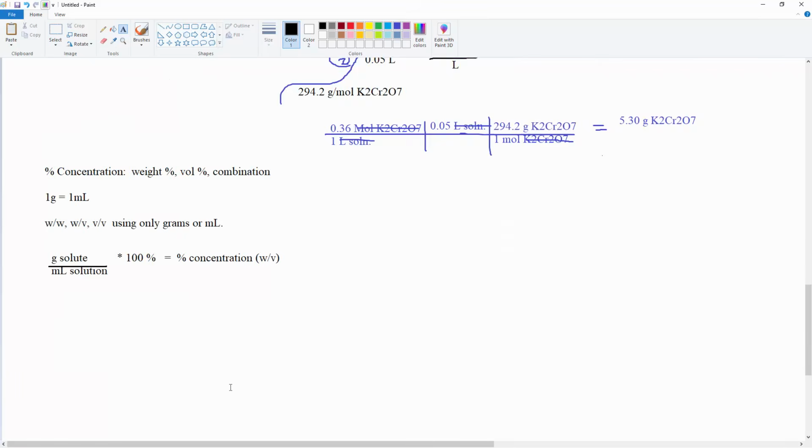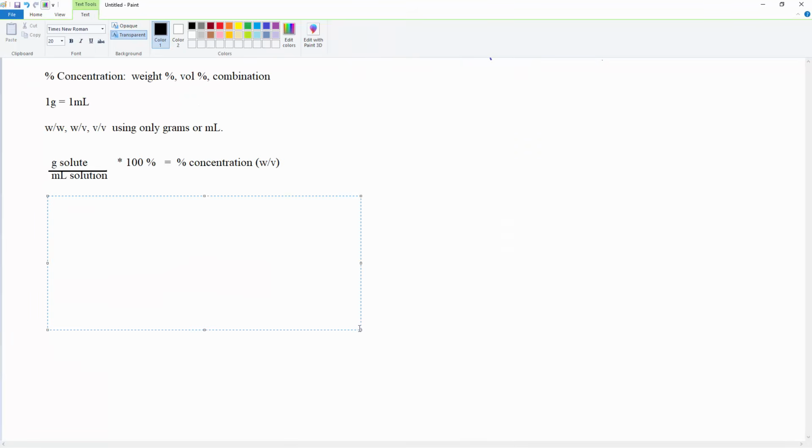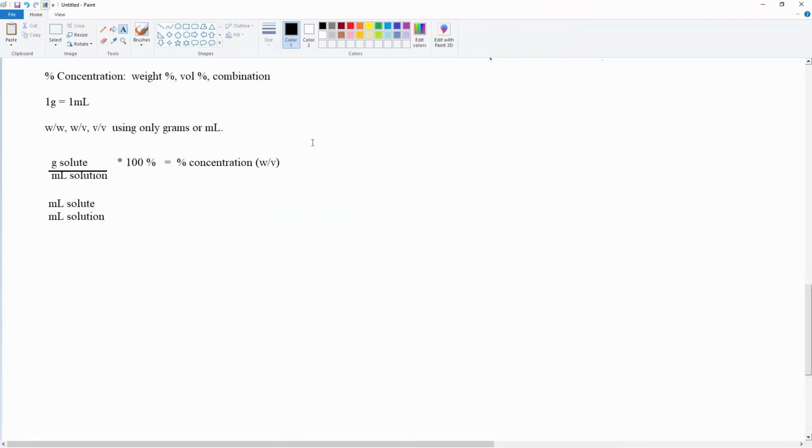And I could do the same thing here. I can take the milliliters of solute. Like if I'm looking at alcohol and water, those are both liquids, so it would make more sense to measure the solute in milliliters than grams. Then I just take the milliliters of each of those, divide, multiply that by 100%, and that gives me my percent concentration, in this case, volume per volume, right? So I'm going to replace that.